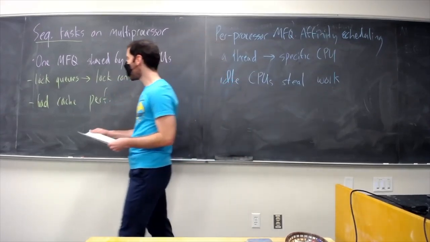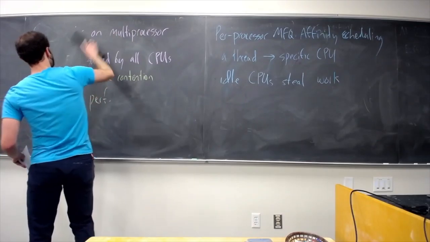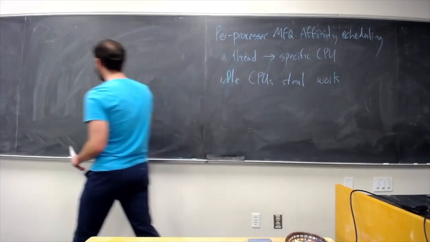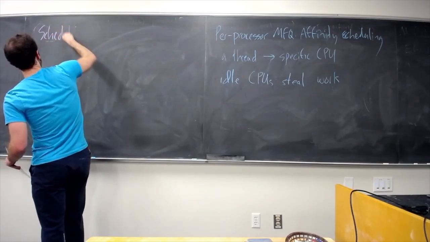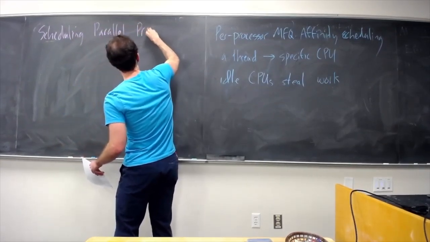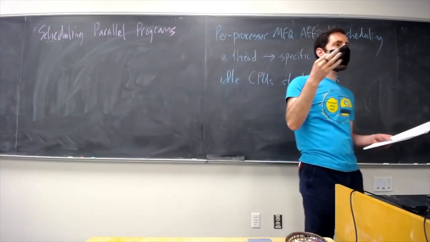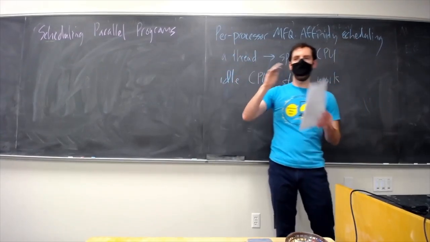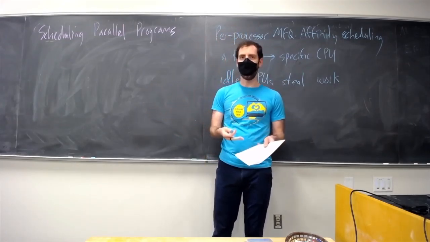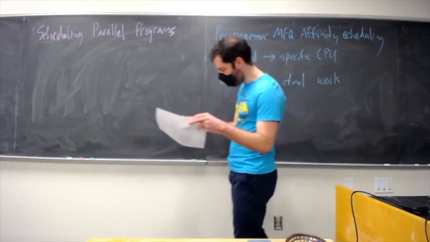All right, so let's leave the simple world of sequential tasks and talk about how we can approach scheduling when we have parallel programs, meaning we might have a single process that can have 2, 4, 16 different threads that are part of that single process, and how can we approach that?